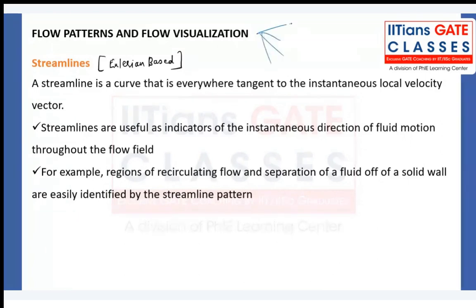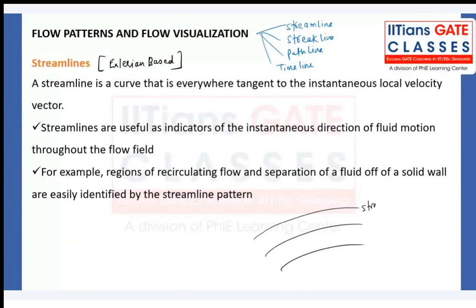One is the streamline, then we have the streak line, then the path line, and then the timeline. The first one we are discussing right now is streamline. Whenever you have a flow field, you will have streamlines, something like this. For example, streamline one, streamline two, streamline three. We denote them by psi 1, psi 2, psi 3.